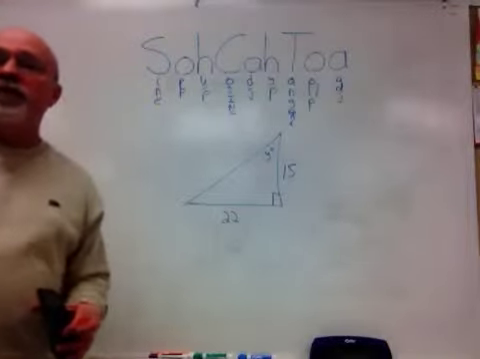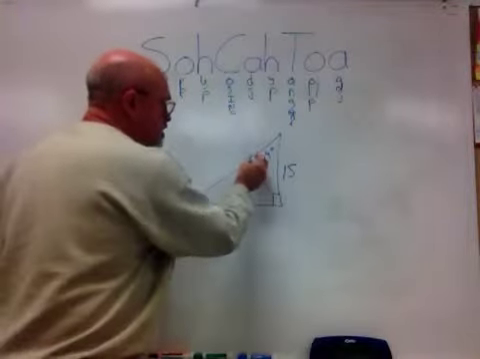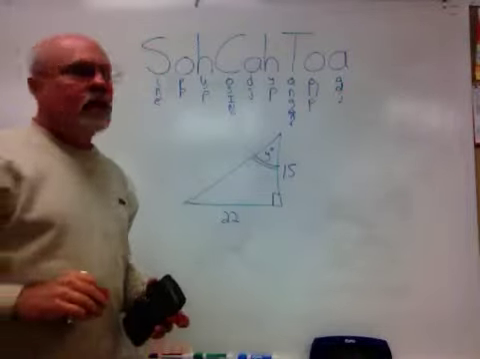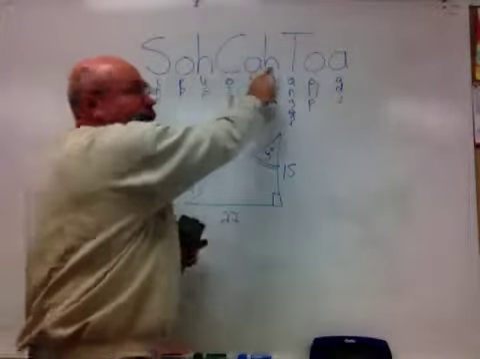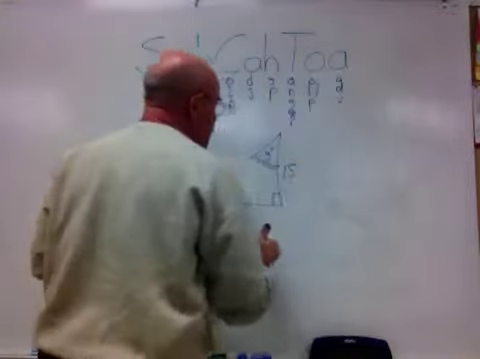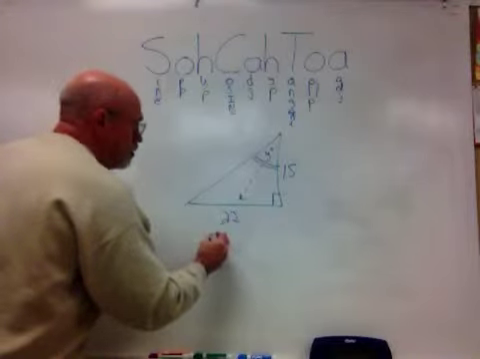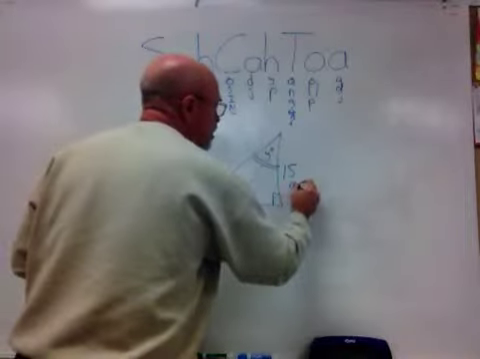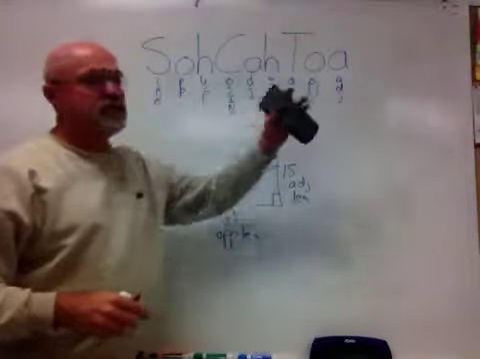Okay, again, we've got to determine what trig ratio is going to help us out. Well, I want that angle, so that's the angle I'm going to work from. Notice I don't have the hypotenuse at all. Sine uses hypotenuse, I can't use sine. Cosine uses hypotenuse, I can't use cosine. I've got no choice, I've got to use tangent. From that angle right there, the 22 would be the opposite leg, and the 15 would be the adjacent leg. Tangent is opposite over adjacent.